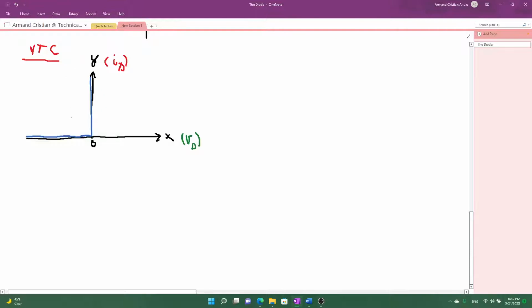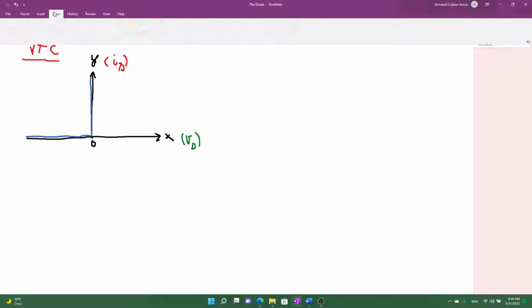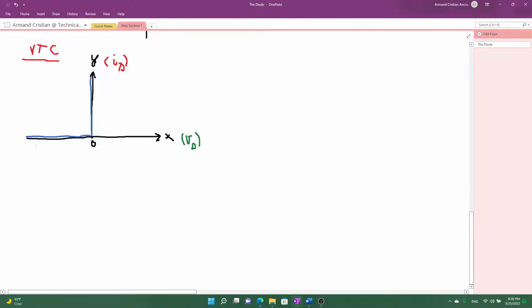But as you'll see later, the VTC in real life terms is never 0. It always is higher than 0. Generally speaking, it is 0.6, 0.7 volts, but we'll discuss about that later.